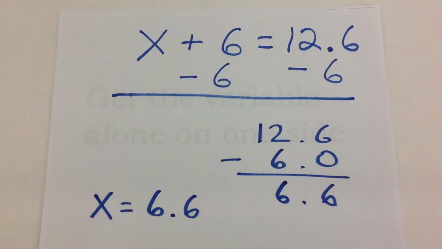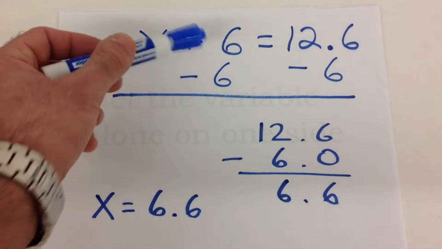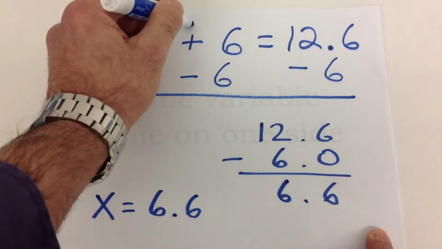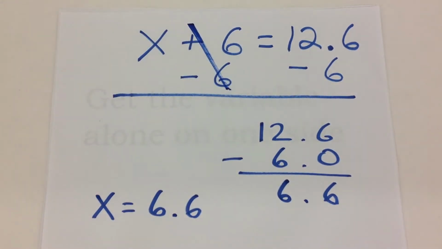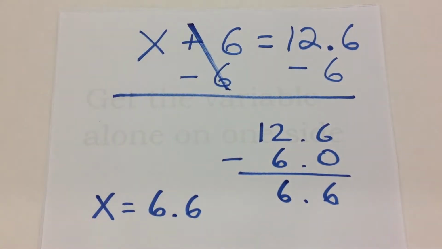So when we have addition, we always want to do the opposite operation. The opposite operation is subtraction. So what we want to do is subtract the 6 on both sides. A plus 6 and a minus 6 cancel out. Now the x is by itself. Remember another rule. Whatever you do to one side, you have to do to the other. So 12.6 minus 6 is 6.6. So our answer, x is 6.6.